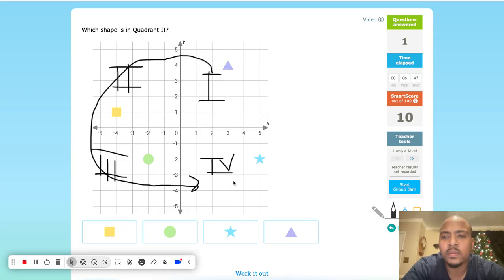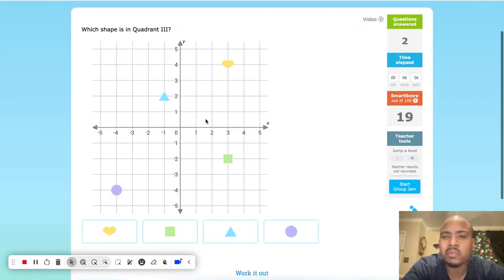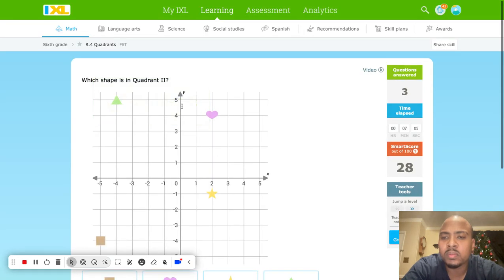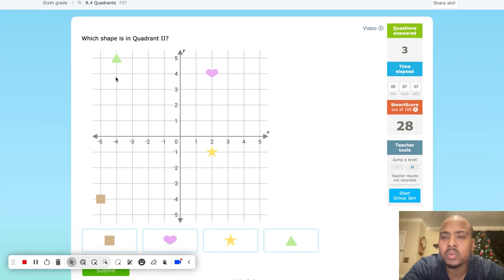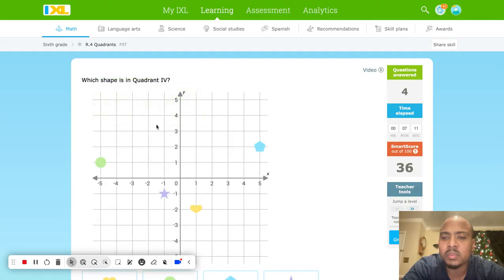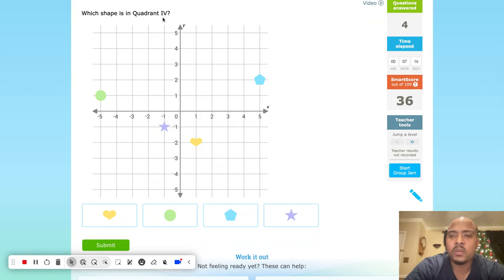1, 2, 3, 4. Okay, so what is in quadrant 2? This is quadrant 2. So this is the square. All right. Real simple. You should be able to get through it real quick. Quadrant 3. 1, 2, 3. This is a circle. Boom. Quadrant 2. 1, 2. The triangle. And then this should be one of the easier ones for you. So remember, quadrant 4 is IV. So 1, 2, 3, 4.